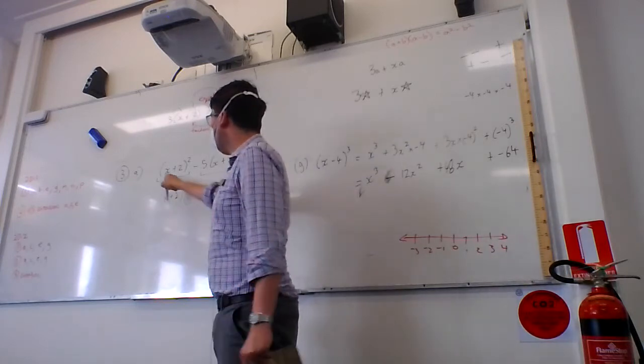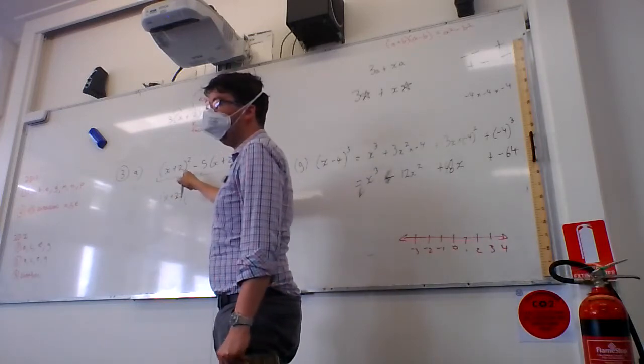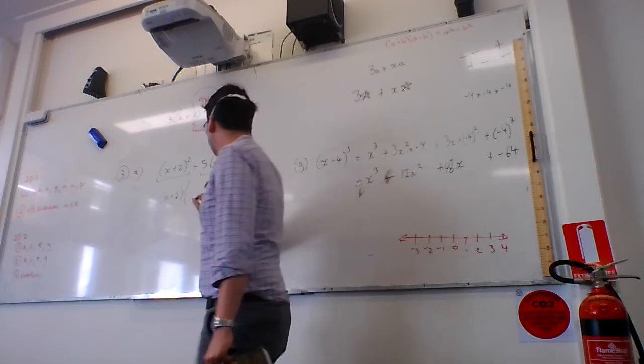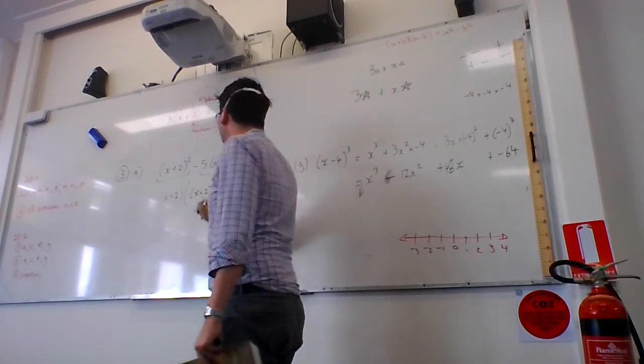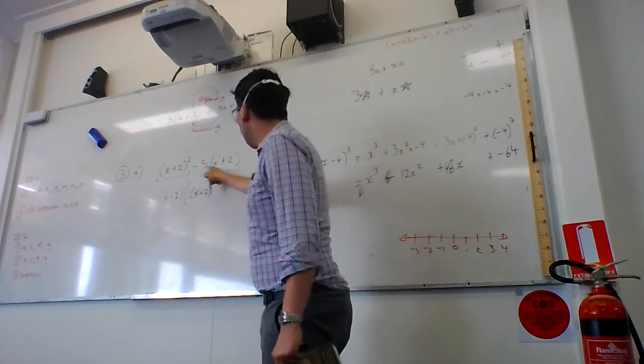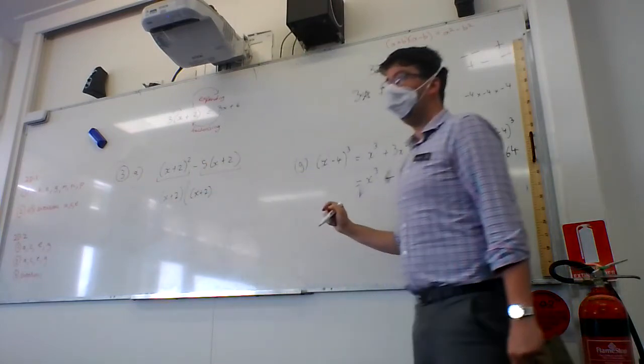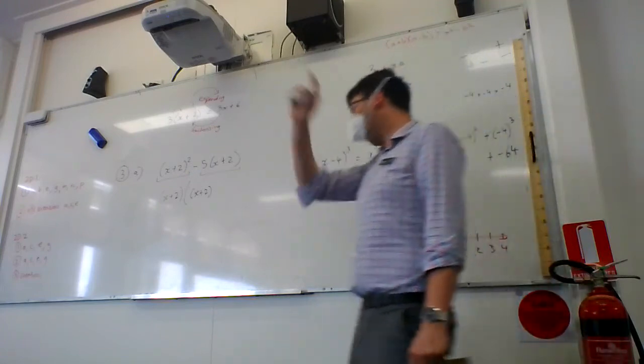What do you times x plus 2 by to get x plus 2 squared? X plus 2. So let's put that there. What do you times x plus 2 by to get minus 5 x plus 2? 5. Oh wait, negative 5. Negative 5. Good.